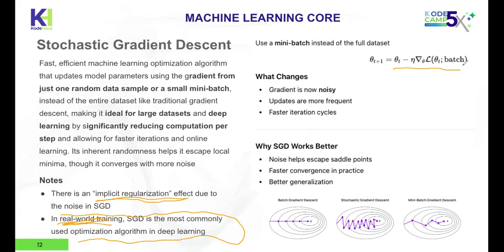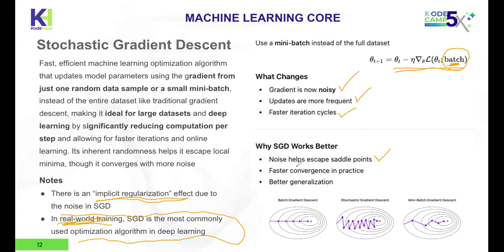So again, this is a formula for it. It's the same as batch gradient descent, except that you are calculating the loss for a mini batch, right? This batch here actually means a mini batch. You're calculating a loss for a mini batch, and you are changing parameters based on the loss of a mini batch, not the loss of the entire data set. Okay. So in stochastic gradient descent the gradient is noisy, right? Updates are more frequent, of course, because the sample size is smaller, right? So you actually will update faster. You also have faster iteration cycles simply because you are not doing as much computation as on the entire data set.